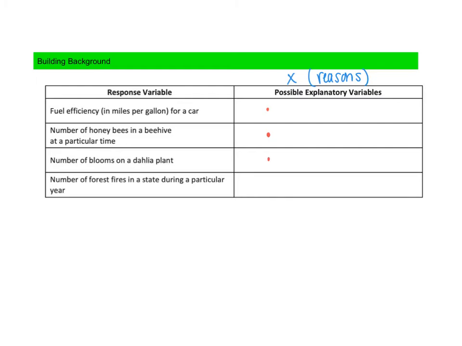Number 3, number of blooms on a dahlia plant. So just think of a plant. I don't know if you know what that is, a dahlia plant, but just think of any plant. Number of blooms, the number of flowers it has. What affects that? What's a reason for that?